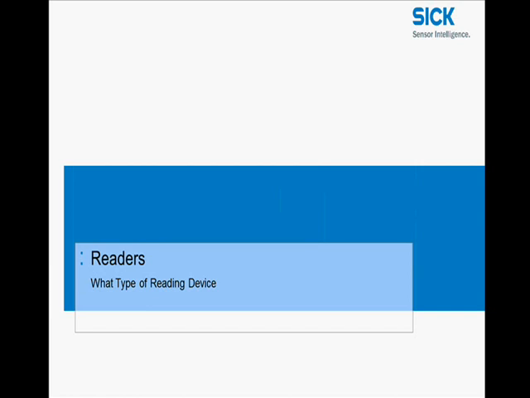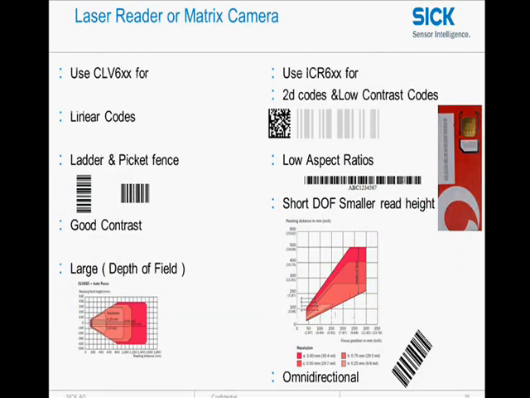Okay, so let's go on to the different types of readers. So one common question is whether we should use a laser reader or a matrix camera. And as a rule of thumb, you should use the CLV for linear codes, ladder and picket fence codes where the contrast is good and where you want a large depth of field.